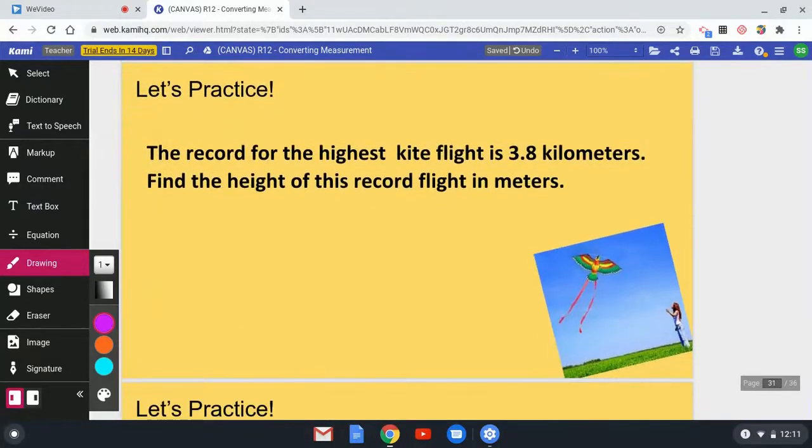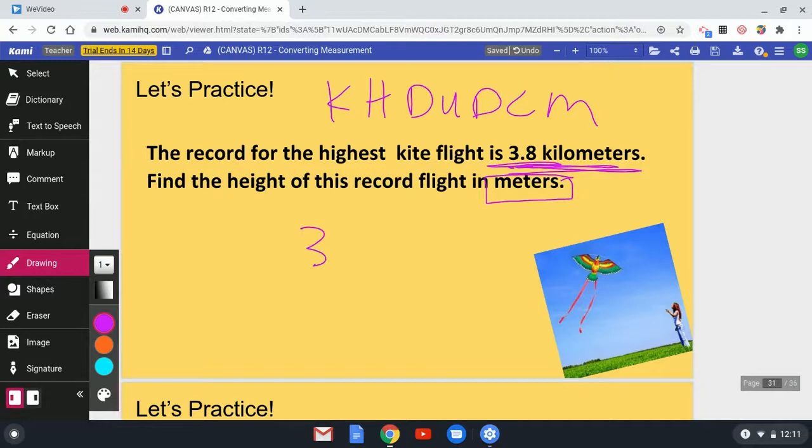The record for the highest kite flight is 3.8 kilometers. Find the height of this record in meters. So remember, King Henry doesn't usually drink chocolate milk. And we have 3.8 here, right? And I'm starting here at kilometers. Here's my decimal. And I want to get to meters, which is my unit.